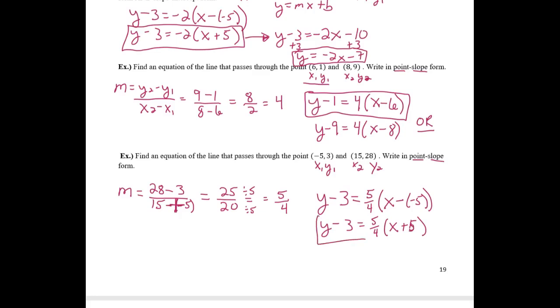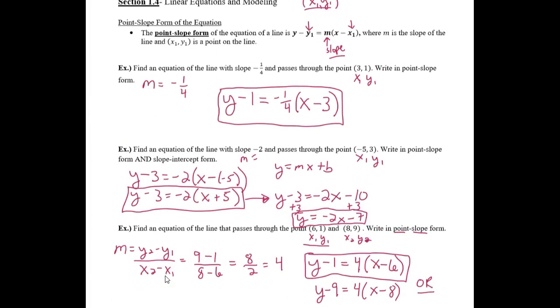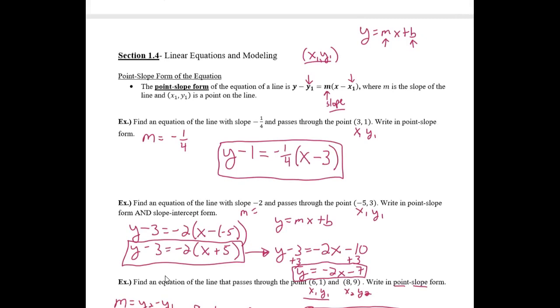So that would be if I chose the first point for my x1, y1. I could have also chosen the second point. So another possible solution would be y minus the other y, so 28, equals my slope, still 5/4, times x minus the other x coordinate, which is 15. So that would also be a possible solution. Alright, so there you go. Point slope form: y minus y1 equals m times the quantity x minus x1.